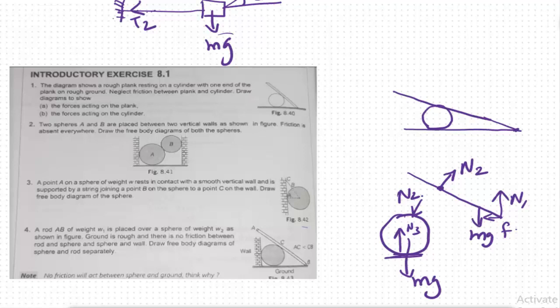So next: the two spheres A and B are placed between two vertical walls as shown in the diagram. Friction is absent everywhere. Draw the free body diagram for both the spheres. Here this is in touch. So anyway, mg will be acting downwards, those two mg we can represent. Instead of representing mg, I will represent it as WA, WB. That is more convenient, I guess.